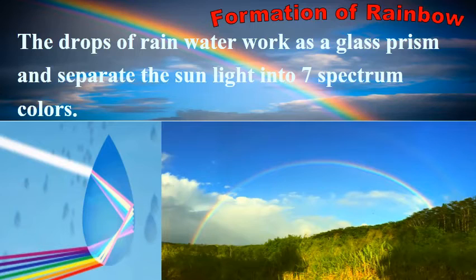So, if I ask you, give reason, formation of rainbow, this phenomenon happens because of what? Because the water drops of rain work as a prism and separate the white light into 7 spectrum colors. So this phenomenon happens because of light separation.